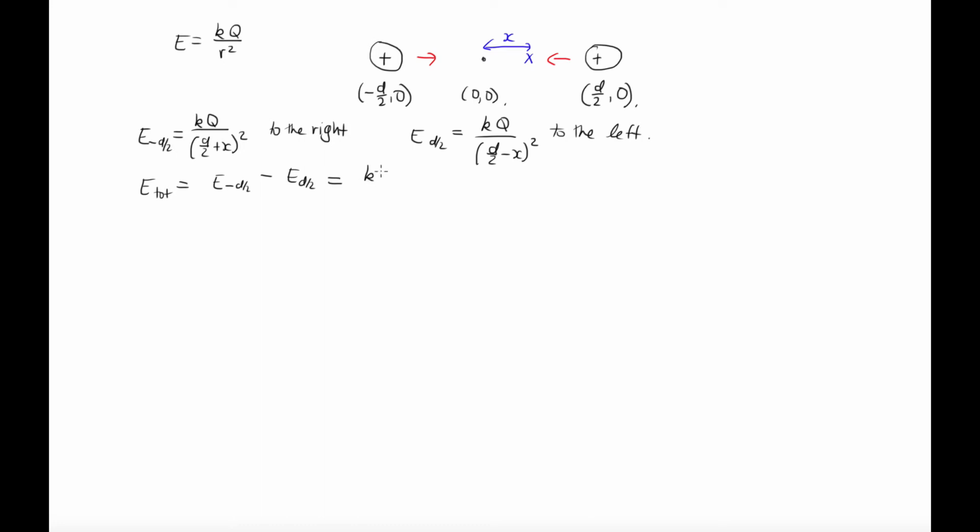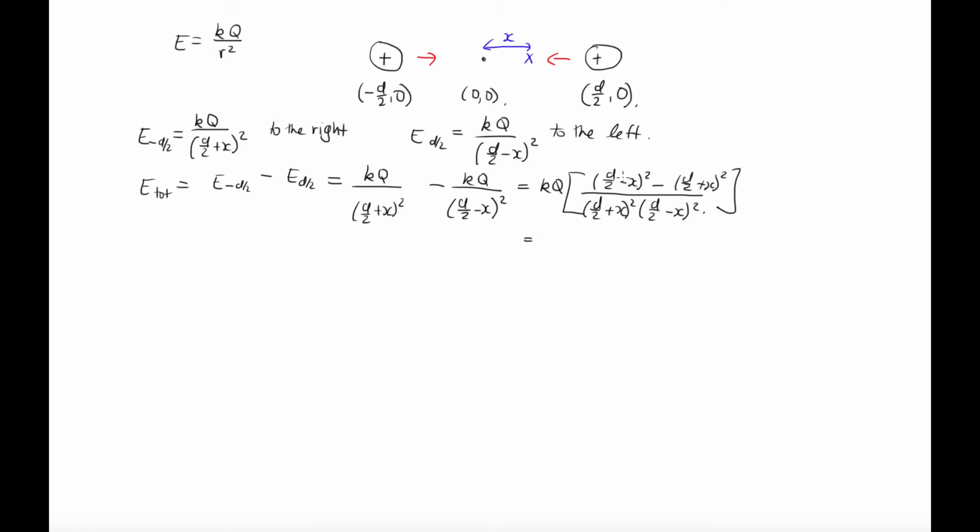So substituting in, we've got kq over (d on 2 plus x) squared minus kq over (d on 2 minus x) squared. And then we'll want to simplify this. So let's pull kq out as a common factor, and we'll give it a common denominator of (d on 2 plus x) squared times (d on 2 minus x) squared, and then on the top up here we've got (d on 2 minus x) squared minus (d on 2 plus x) squared.